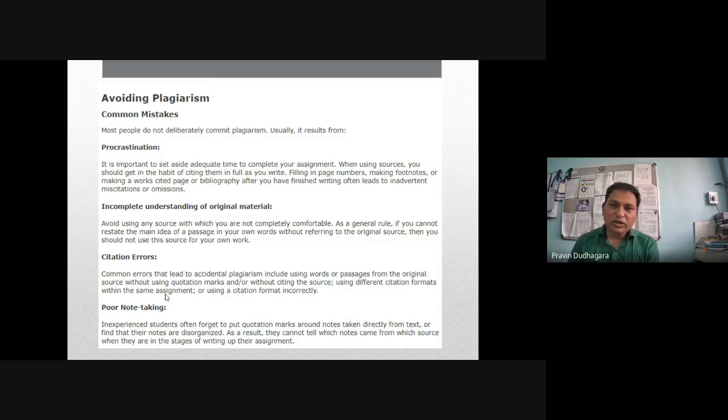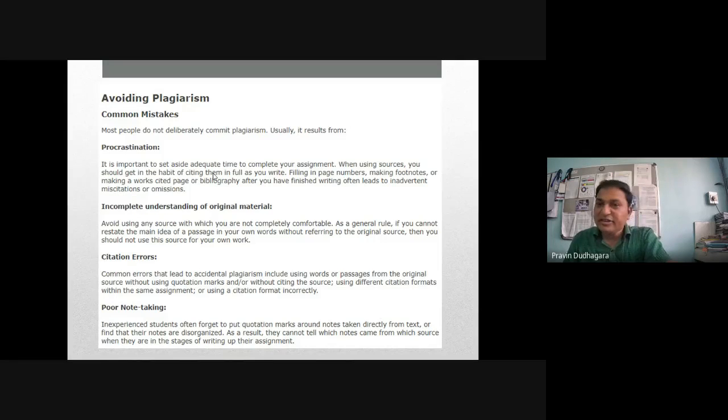Okay, how to avoid plagiarism? A common mistake is that most people do not deliberately commit plagiarism; it usually results from procrastination. Sometimes in a very rapid mode we have to submit a paper or draft project, and during that period we just skip the footnotes, ads, and bibliography. So that is generally nothing but procrastination.